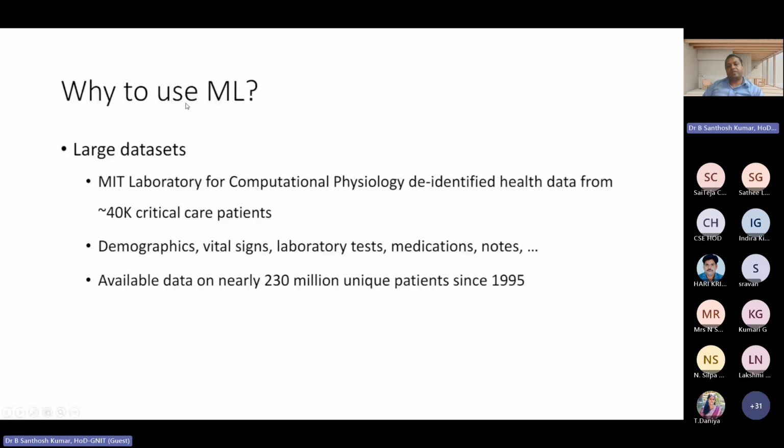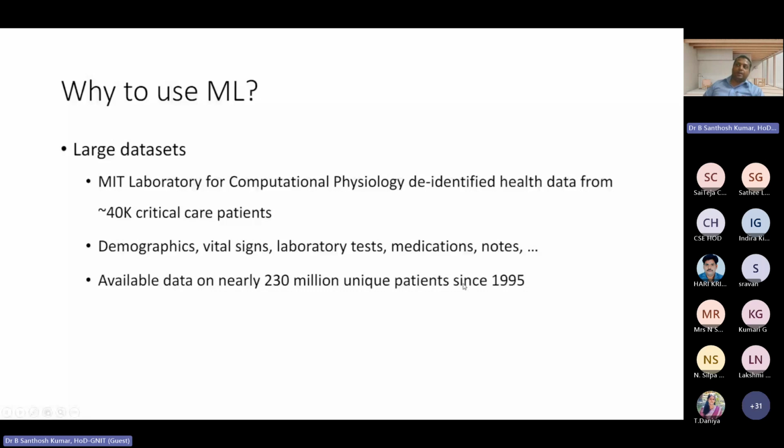The MIT Laboratory of Computational Physiology de-identified health data from 40K critical care patients. So the demographics, vital signs, laboratory tests, medications, notes, etc. they prepared. So these data sets are available with 230 million unique patients since 1995. So this is a very huge data set.